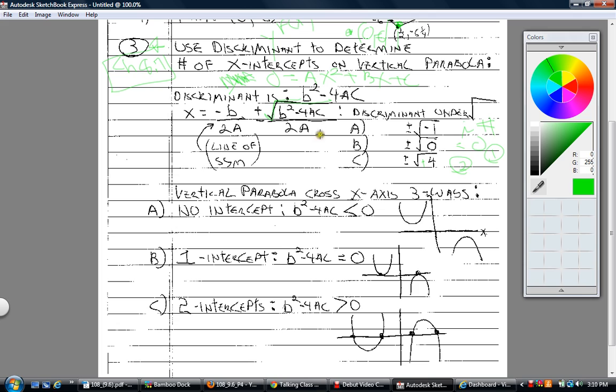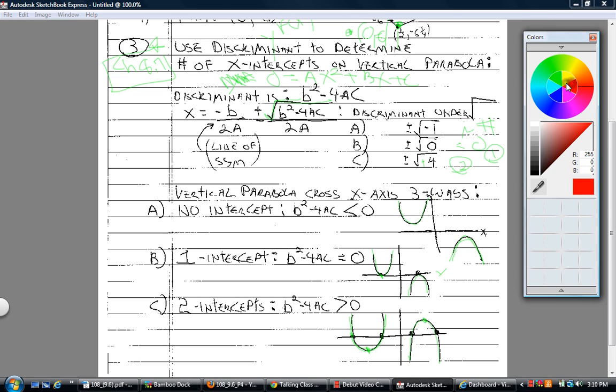Here, none. This is case A, no intercept. Here's an example. It's above or below. These are just parabolas opening up or opening down. One intercept means it touches somewhere right on the x-axis one time, up or down. Finally, 2 intercepts. This is what we usually think of a lot, because of the quadratic and the reverse FOIL and factoring. We see this a lot. Of course here are the vertexes for these too.